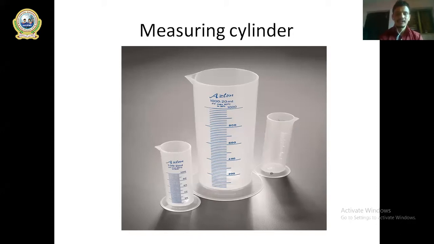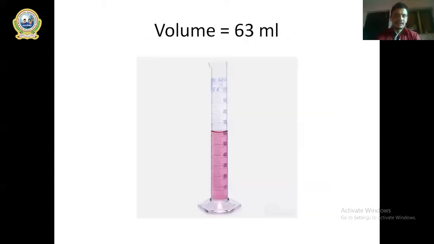Now you see there, that pink color. Let's say that pink color is some kind of liquid which has been kept in a measuring cylinder. See there. Now you can check the level of liquid there.